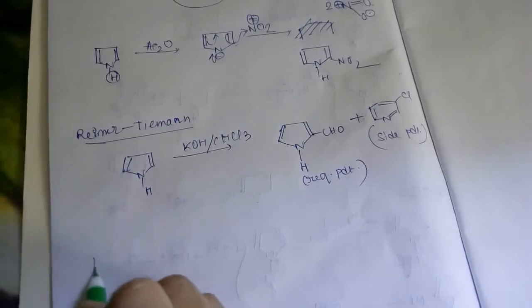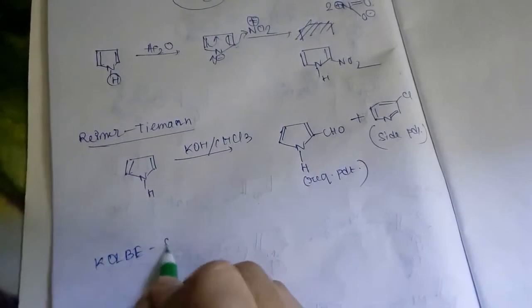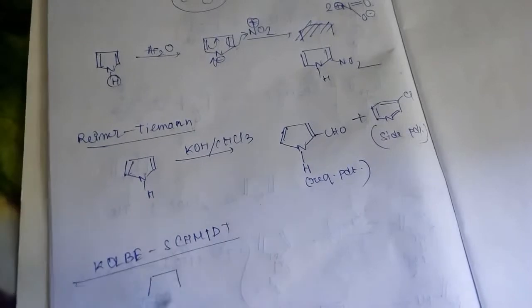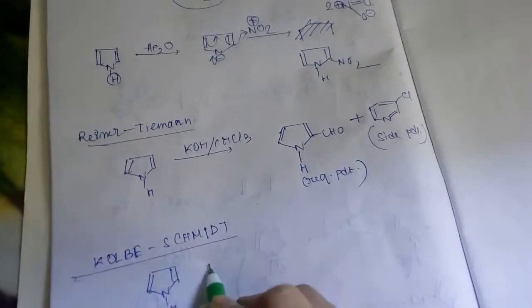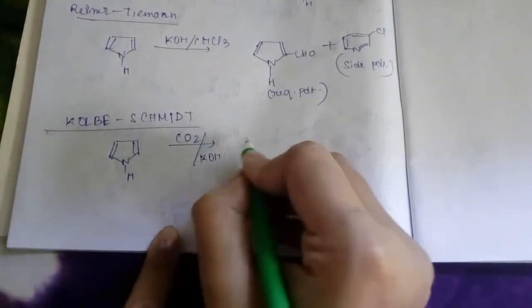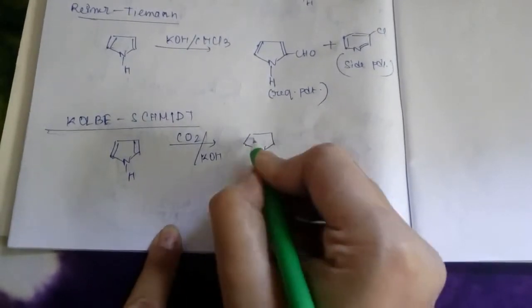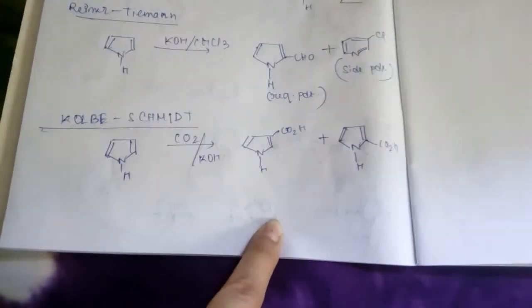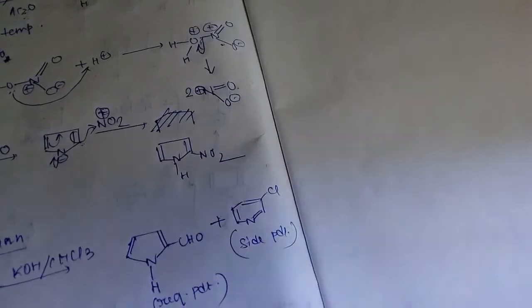Pyrrole also gives Kolbe-Schmitt reaction, that is pyrrole in presence of CO2 and KOH, CO2H is substituted in the ring in that position and also in this position. It will also give Mannich reaction, Gattermann aldehyde synthesis, in which an aldehyde group will attach to the ring, and Vilsmeier-Haack, in that also an aldehyde group will attach. The last reaction is the Houben-Hoesch reaction.